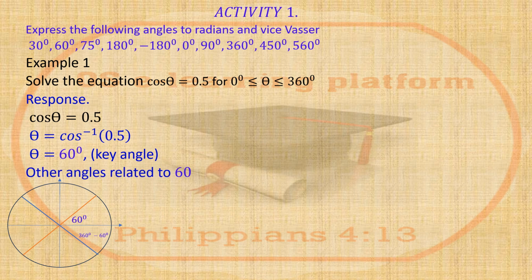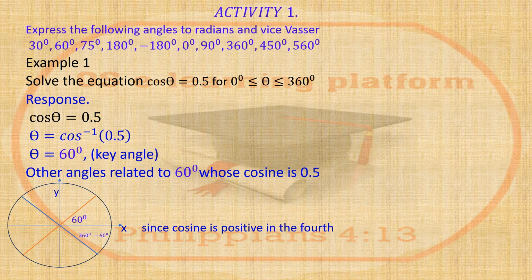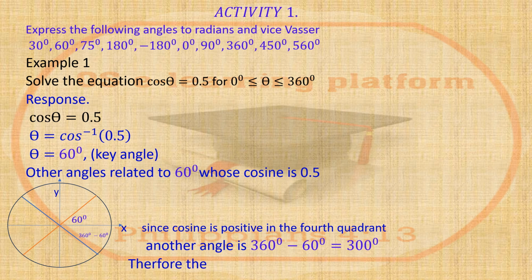So the other angles that are related to 60 degrees, whose cosine is 0.5, we can see them as 360 minus 60 degrees. Since cosine is positive in the fourth quadrant, another angle is 300 degrees. Therefore, the required angles are 60 degrees and 300 degrees.